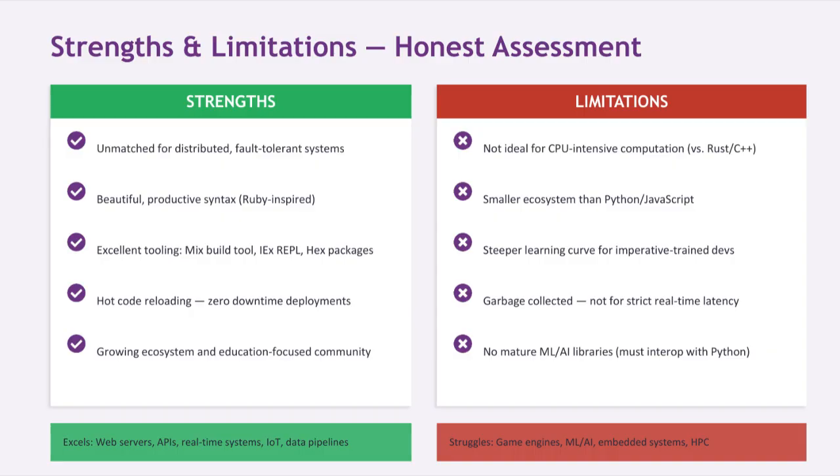Where Elixir struggles: CPU-intensive computation, where I think Rust or C++ will outperform it significantly. While its ecosystem is growing, it is still smaller than Python's or JavaScript's. For developers coming from imperative languages, the functional mindset takes real adjustments. It's also garbage collected, so it's not suitable for hard real-time latency requirements. And it has essentially no mature machine learning libraries. You'd need to interoperate with Python for that.